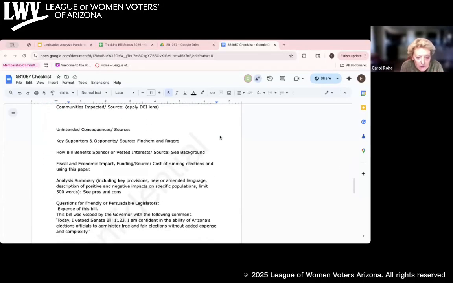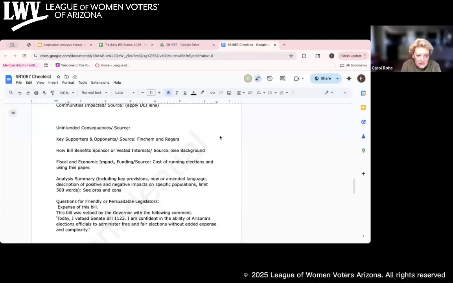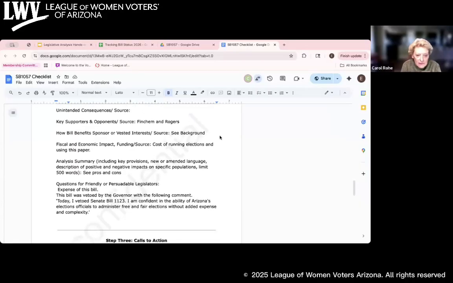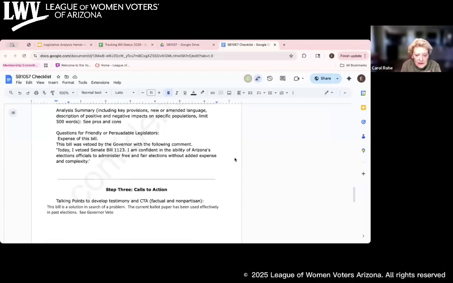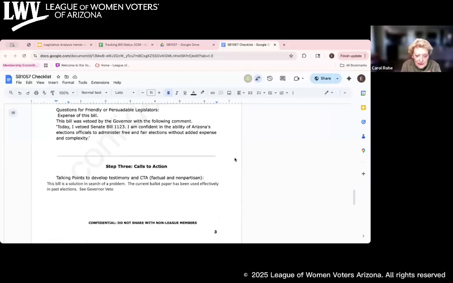I do pros and cons, and some of this I don't fill out because to me it's obvious what the consequences are. For the cost of running the elections using this paper, in the analysis I say go see pros and cons. Then I searched for the governor's veto. The way you do that is you go to the legislative site, bills, governor's letters, and then you scroll down and you can find her veto.